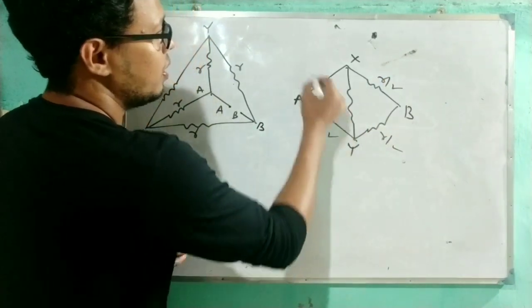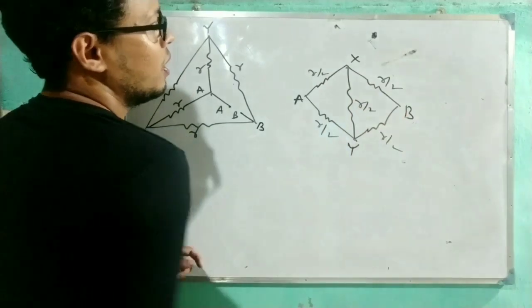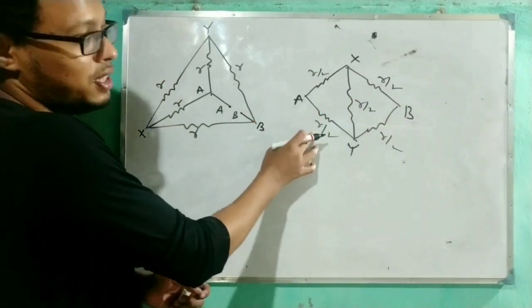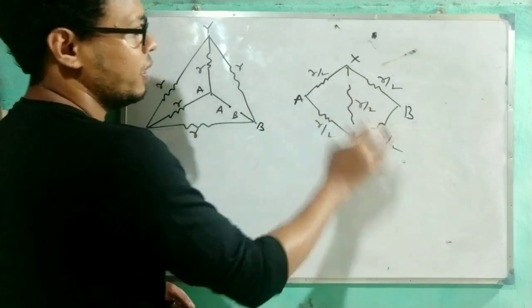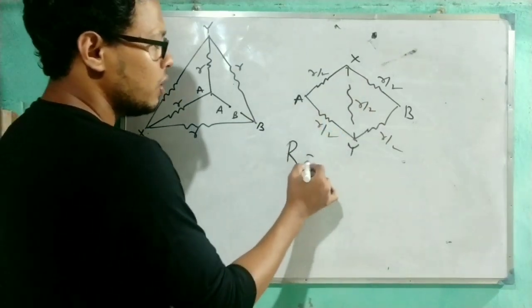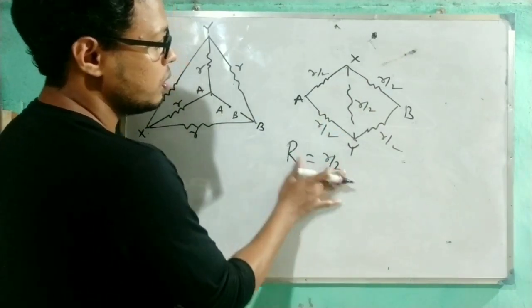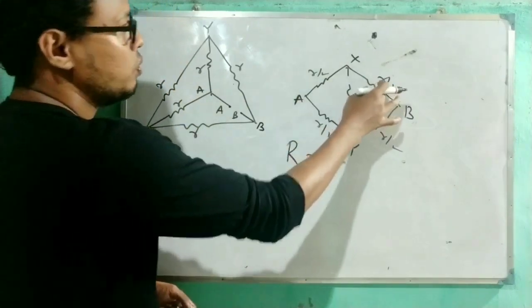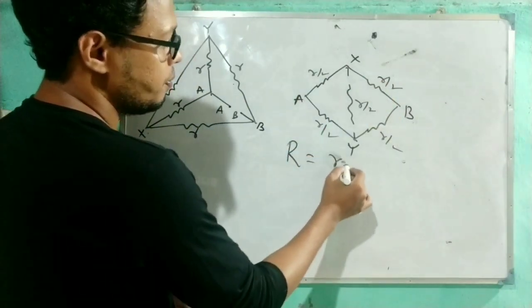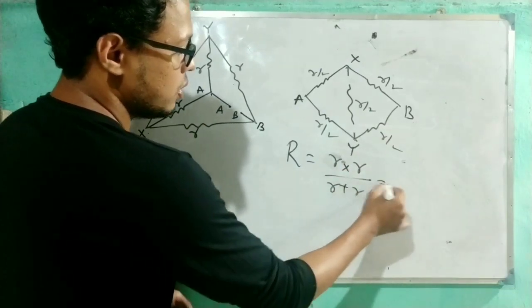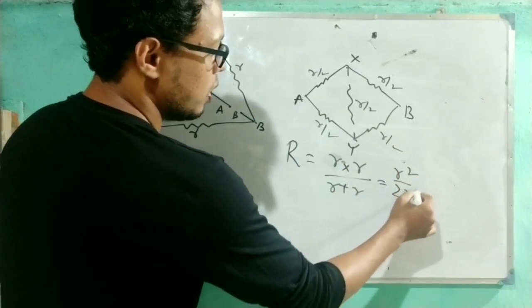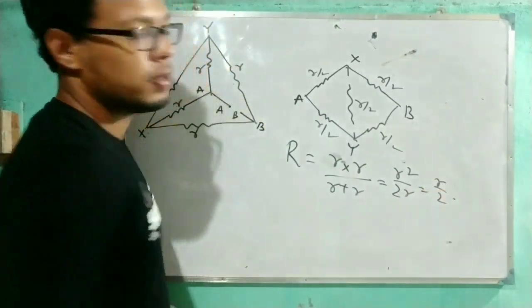Now look, it is easy. They are forming a Wheatstone based circuit, so the ratios are the same. That's why you can neglect the resistance from here. So the net will be R by 2 plus R by 2 in series, so this will be R, and this is also R connected in parallel. R into R divided by R plus R is R square by 2R, which is R by 2. Clear?